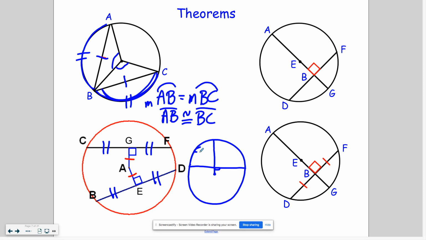And then as I go further out to the circle, the chord's going to get a little smaller and smaller and smaller the further out I go. So the closer I get to the edge of the circle, the chord's going to get smaller. That just makes sense, right?